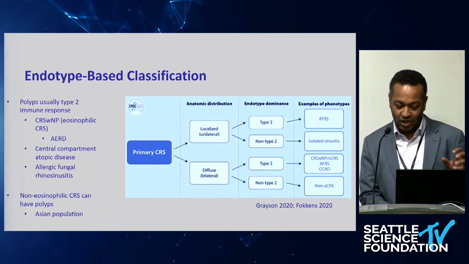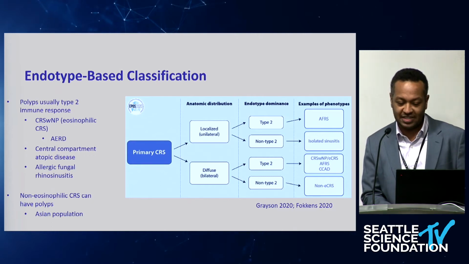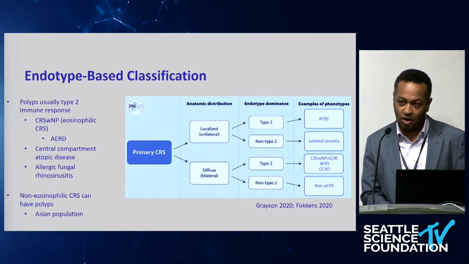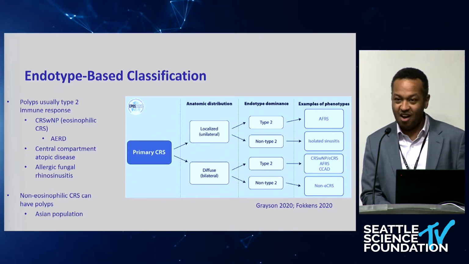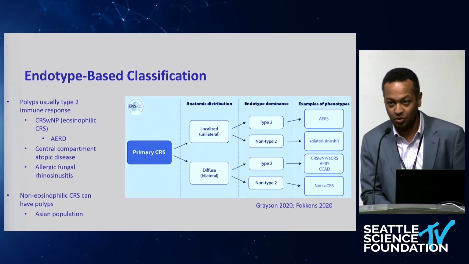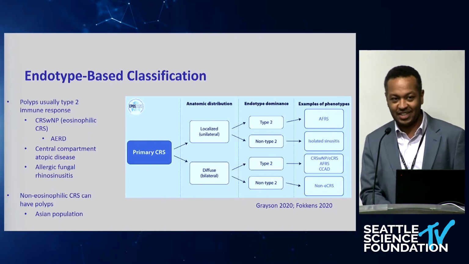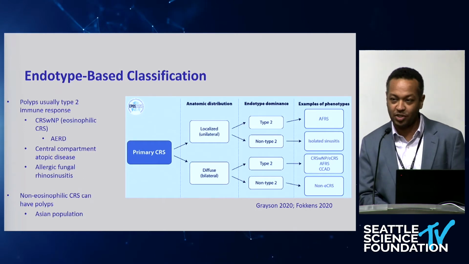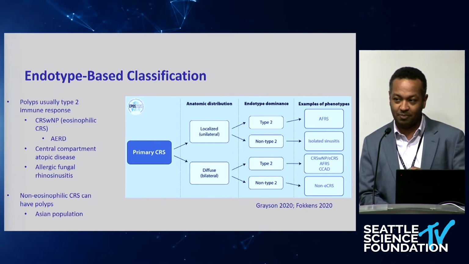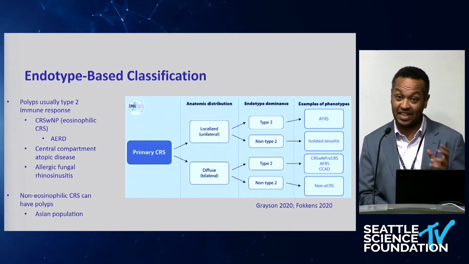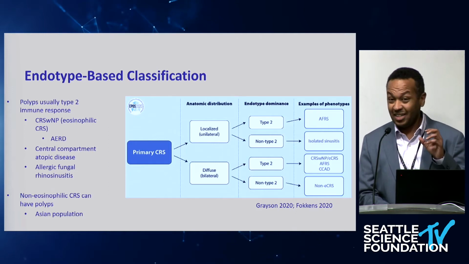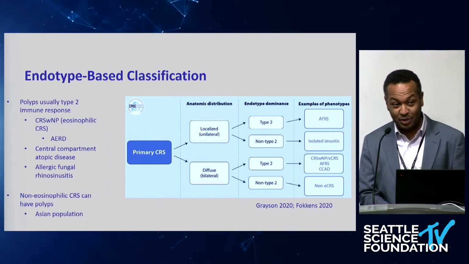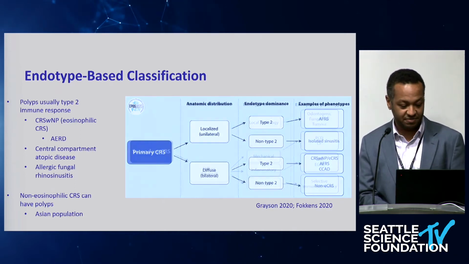That said, you can also have localized type 2 responses, and that's most classically shown in AFRS, which not always, but most of the time is a unilateral disease process. It's important to note that even in your non-eosinophilic, so your non-type 2, diffuse chronic rhinosinusitis, you can have nasal polyps, and this is particularly true in the Caucasian population. If you're looking outside of the Western nations, China, Southeast Asia, the vast majority of their polyp patients actually have a non-type 2 polyp disease.